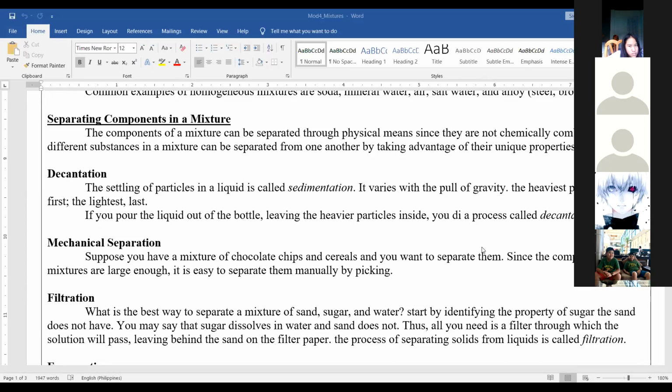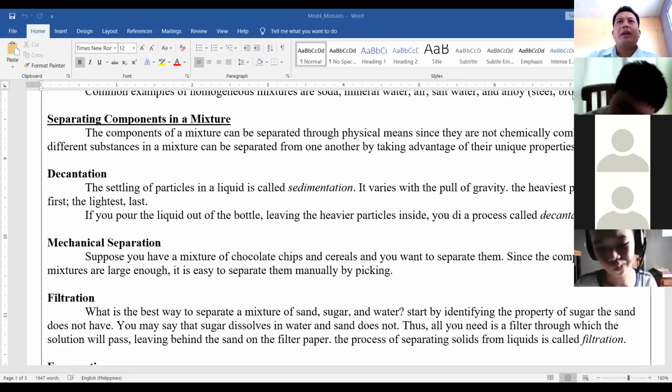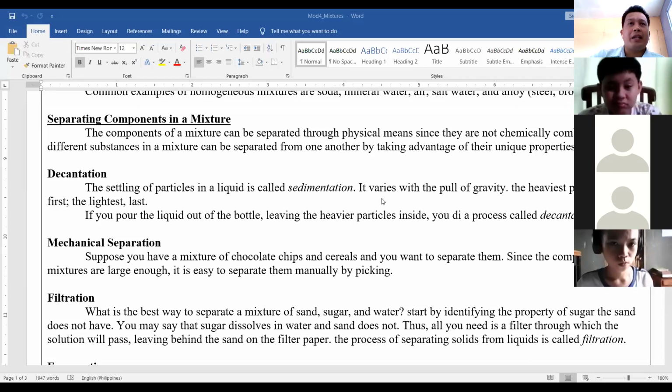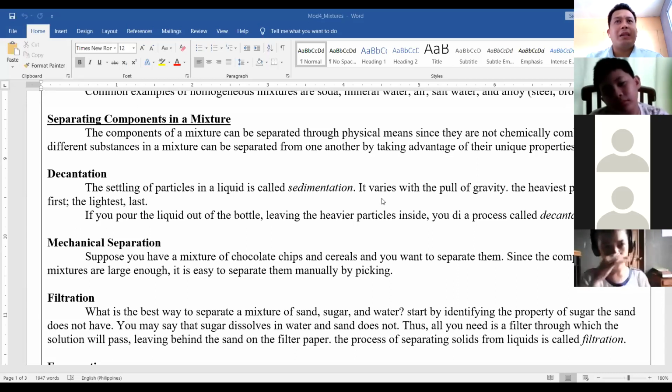For example, when you mix sand with water and then stir it, the sand particles will be suspended in that water as they float in the water itself. But if you allow a couple of minutes for the sand particles to settle down at the bottom, and after that you pour the liquid out of the container or out of the beaker, then that is the process known as decantation.